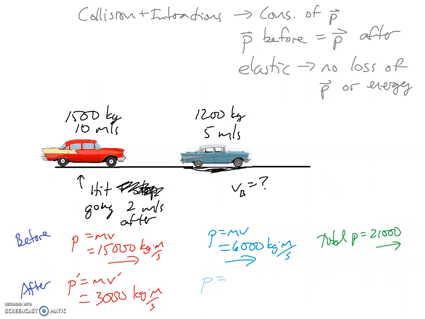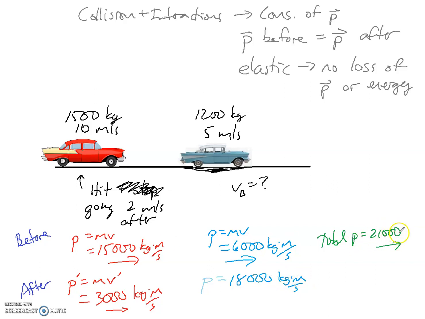Well, if my total has to be 21,000, and the red car's got 3,000 towards the right, the blue car must have the rest. So if I figure it out, 21,000 in total, I got 3 grand so far. If I just subtract that, I've got 18,000 for the blue car.